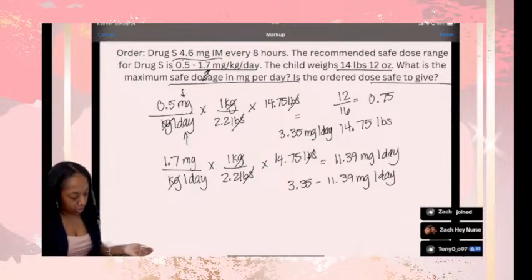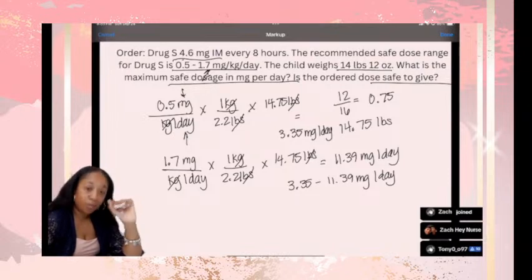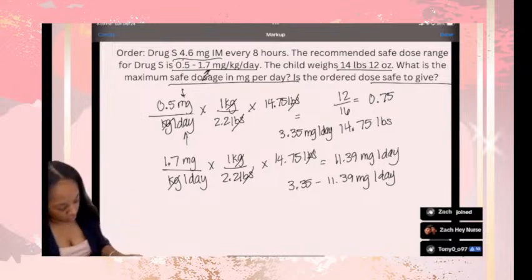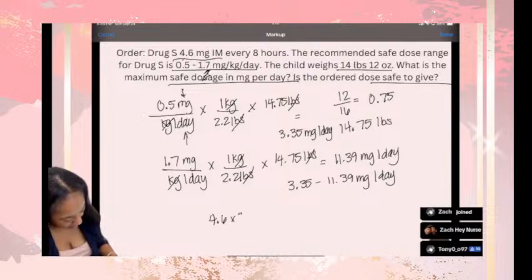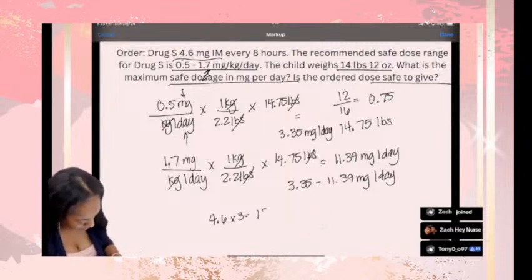All right. So, remember we said it's 3 doses for our ordered dose at the top. We figured that out by doing 24 divided by 8, 3 times, okay? So, 4.6 times 3 is 13.8 milligrams in the entire day.